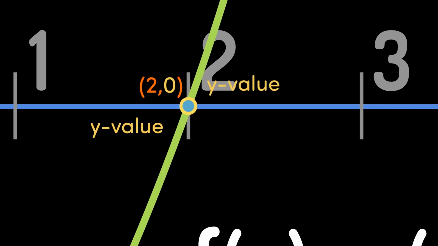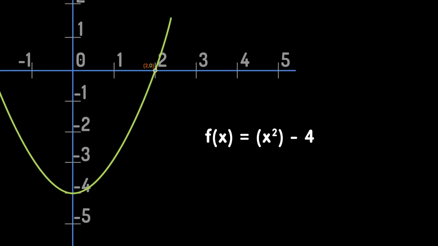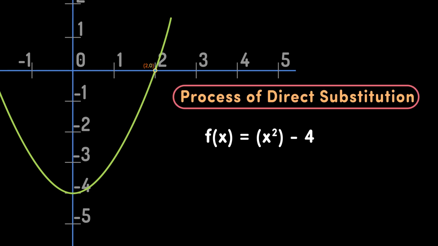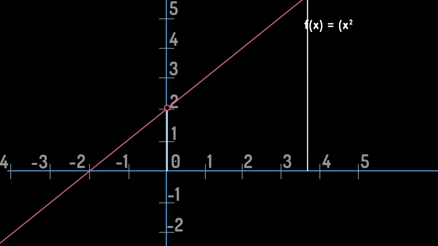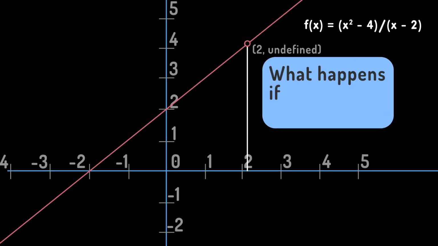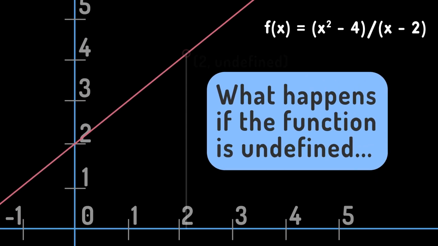To grasp this concept algebraically, we look at the same graph as x approaches 2. We can use the process of direct substitution, so simply plug 2 into f(x), then we will get 0. This is the process for evaluating limits when the function is defined at a point, but that is not always the case. Sometimes we have functions that are undefined where the limit exists. So let's check out this example here.